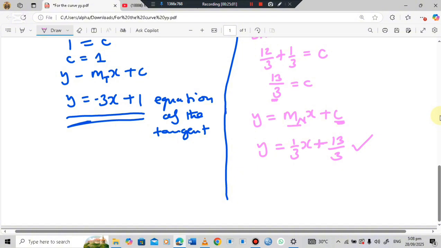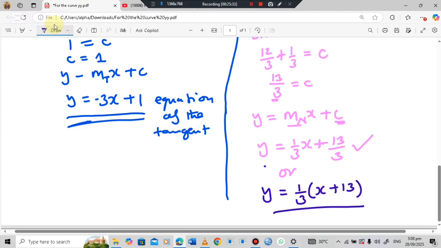Or you can factorize the 1/3. You can see that you have 1/3 here. Even here you have 1/3. So you can say, or y is equal to, we can factorize the 1/3. Then in brackets x plus 13. All right. So this and this are the same.